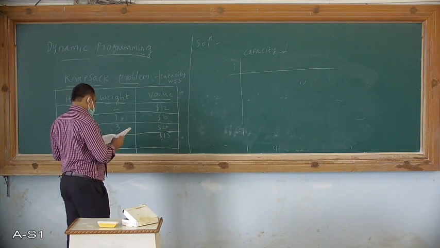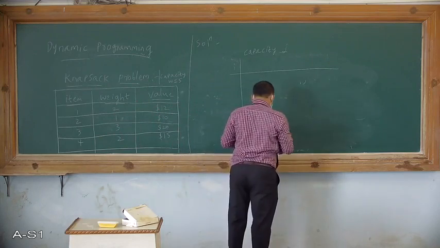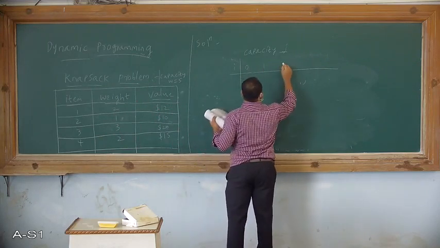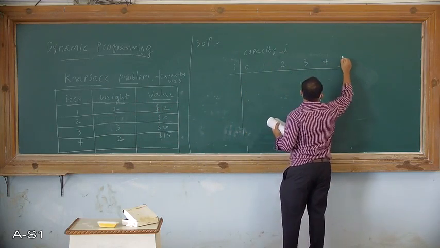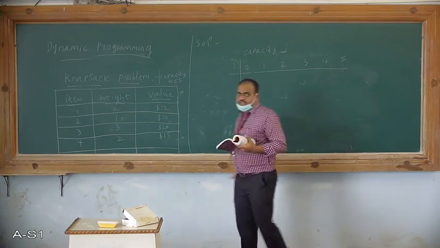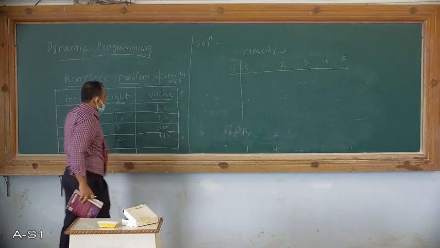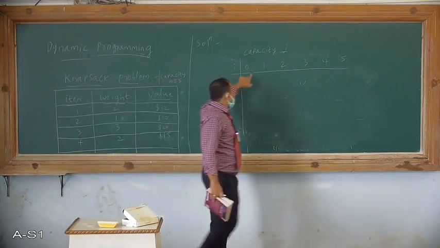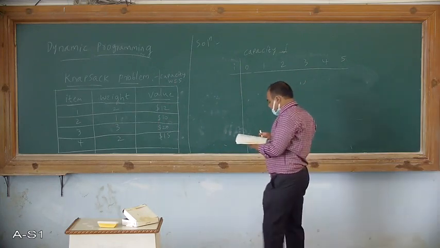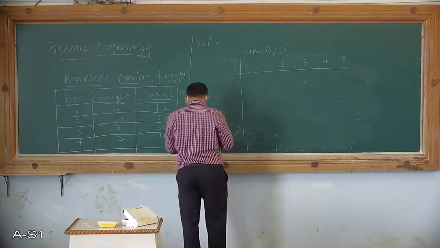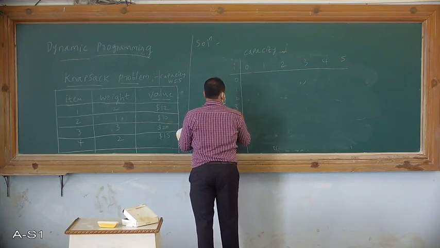You just tell me. Here the capacity is 5, so I'll write it as 0, 1, 2, 3, 4 and 5. Why have we written it till 5? We can observe here capacity W is equal to 5. Right? What is the next thing? Items, that is 4 items are there. So I will write it as 0, 1, 2, 3, 4.